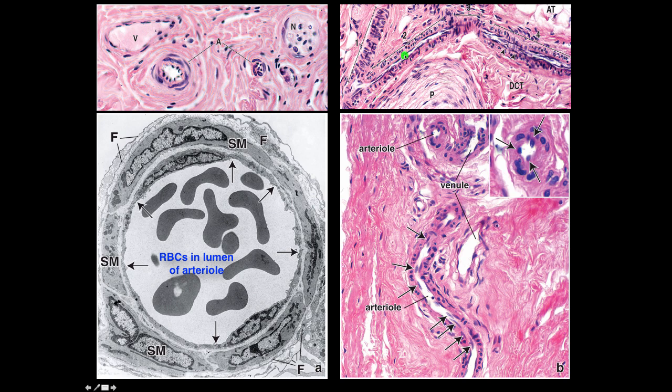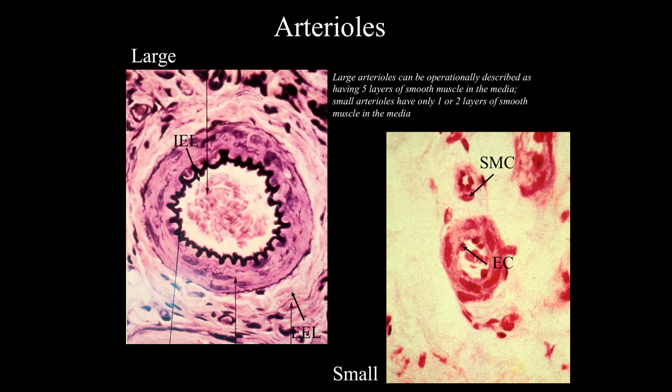Here you can see the endothelial cells. The electron micrograph shows this nicely. Here are the endothelial cells like this around the lumen of the arteriole. Here would be some smooth muscle cells, the so-called tunica media in the arteriole. You can have what are called large and small arterioles.